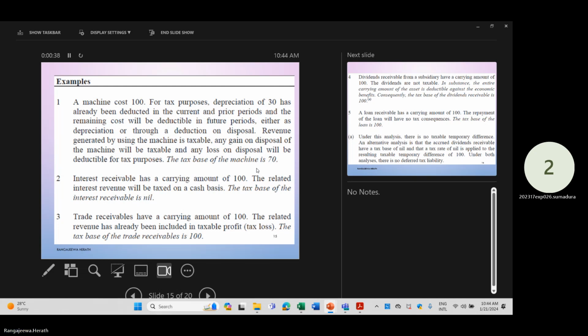Look at the second one, interest receivable has a carrying amount 1,000. Related interest revenue will be taxed on a cash basis. So you can understand the tax base if we make the double entry based on tax law. Interest receivable 100. The double entry in accounting is interest income credit, interest receivable debit. Right? That is how you have the carrying amount 100.